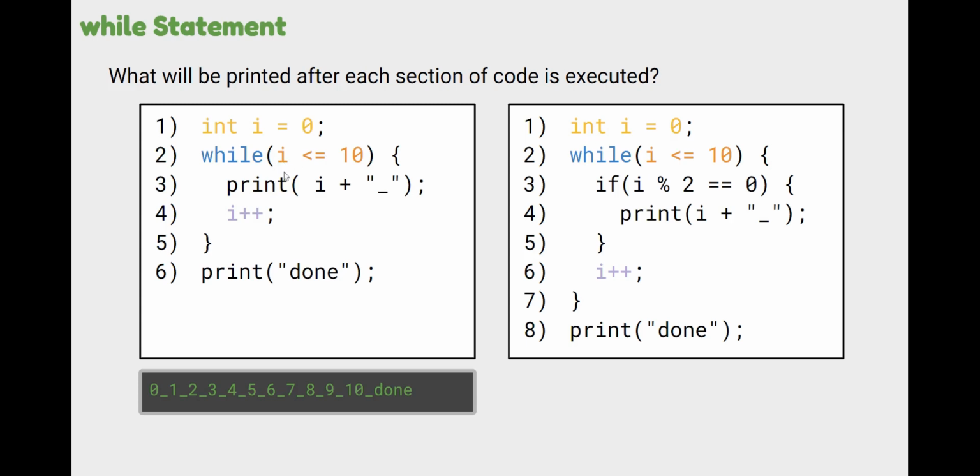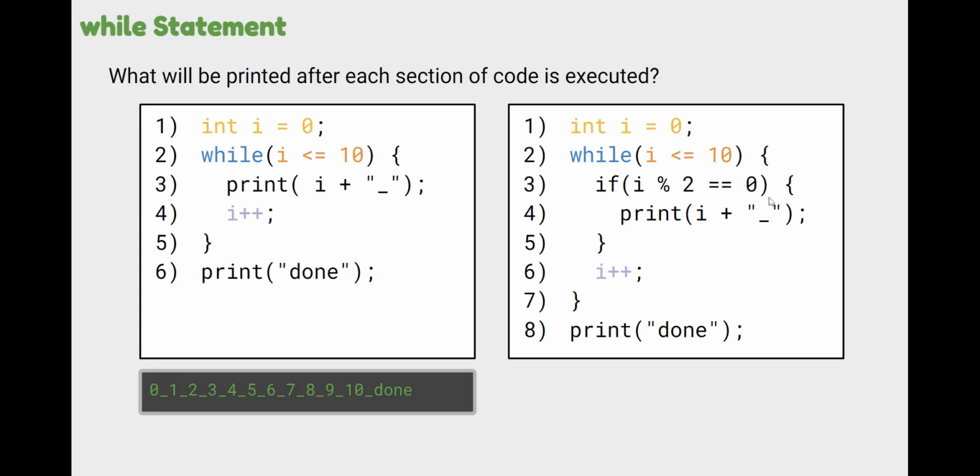Once we get to 10, that will be the last time we enter the while loop. We'll print the 10 underscore. I will increment to an 11, and then 11 is no longer less than or equal to 10. That's the first time that Boolean expression will evaluate to false, and then we will print done.